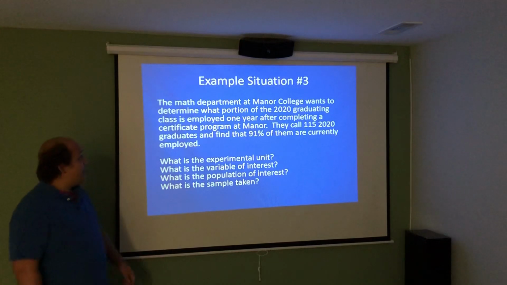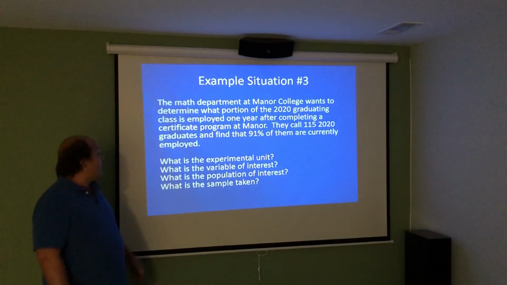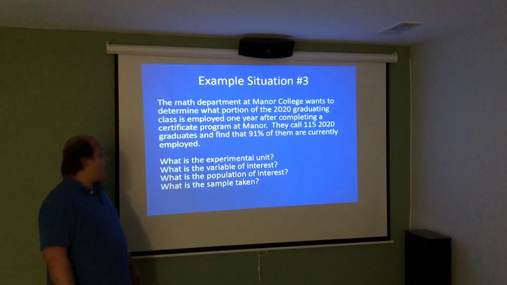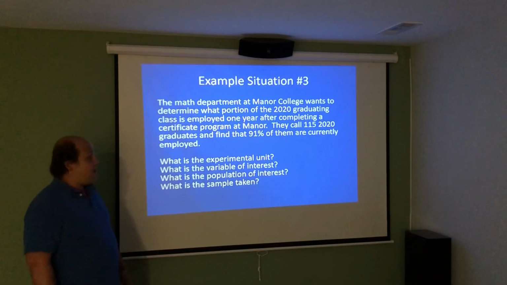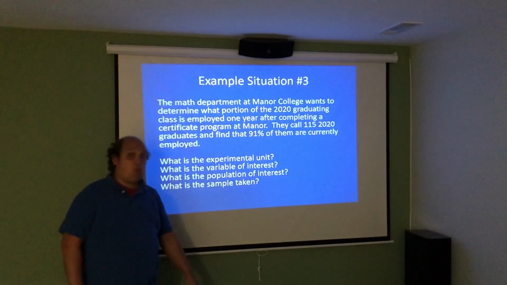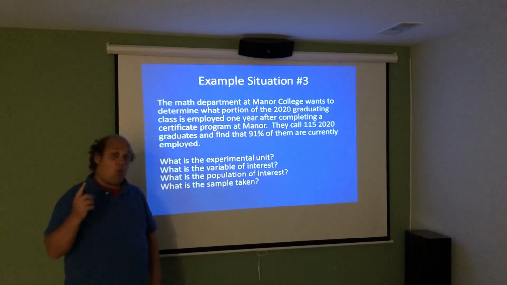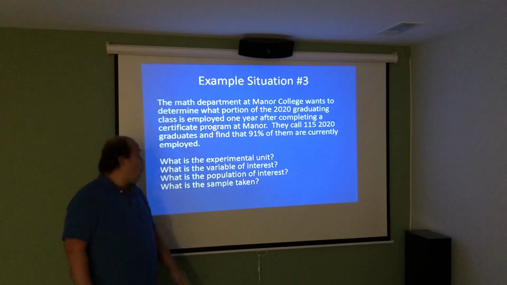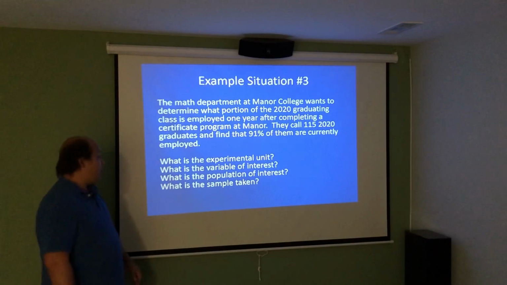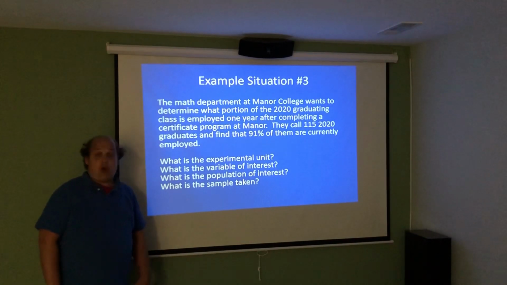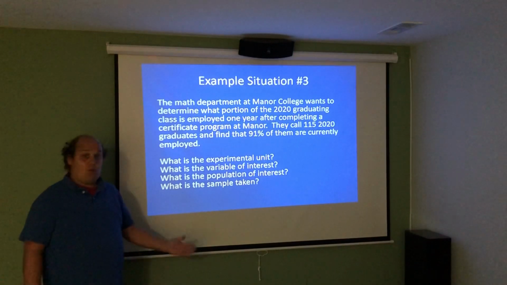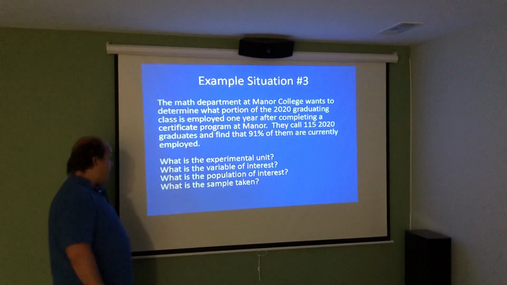Example situation 3. The math department at Manor College wants to determine what portion of the 2020 graduating class is employed 1 year after completing the certificate program at Manor. They call 115 2020 graduates and find that 91% of them are currently employed. What's the experimental unit? In this case, we're getting one piece of information from one Manor graduate. So one graduate would be the experimental unit. The variable of interest is, are you employed? Employed or not employed?